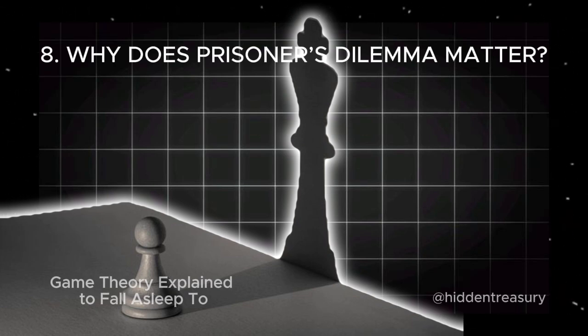And that's what makes this setup so powerful. It shows how rational choices can create irrational results when people can't coordinate. This isn't just a thought experiment. The structure shows up in everything from business rivalries to global diplomacy.